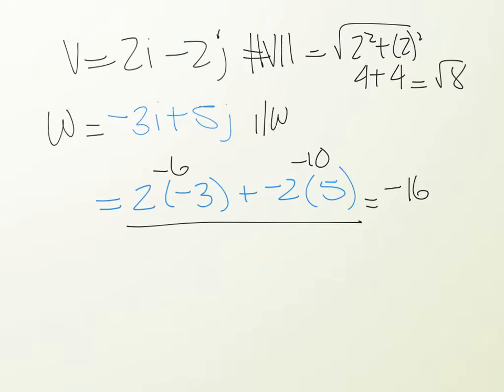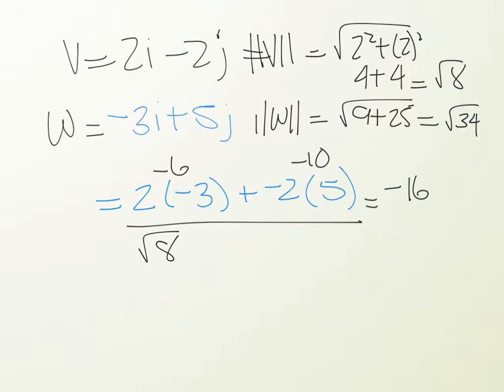Now we're going to find the magnitude of vector w. 9 plus 25 equals radical 34. So for the magnitude of vector v we get square root of 8, and square root of 34 for w. Multiply those two together, we get square root 272.